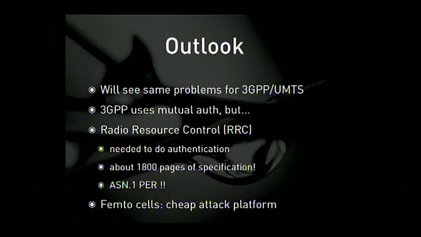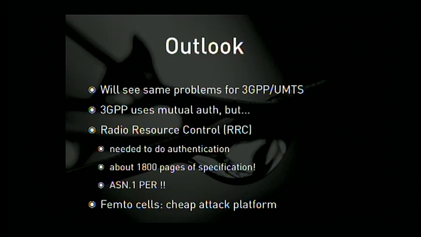And it'll only get worse with UMTS, because UMTS uses mutual authentication, but there's something called the radio resource control layer, which is basically the continuation of the radio resource layer you had in GSM. But this is needed for authentication. And it's 1,800 pages of specification, and all of this is PER encoded. And this needs to be handled. So there needs to be code written for handling these messages that are specified on these 1,800 pages.